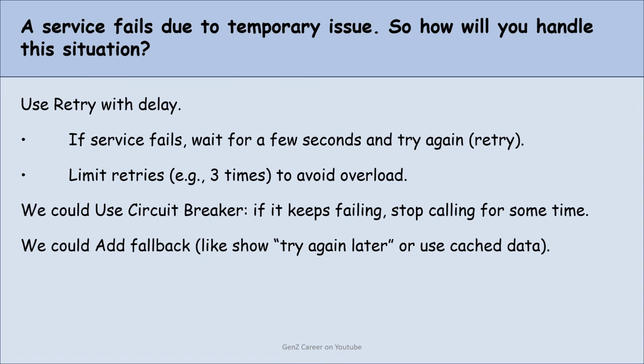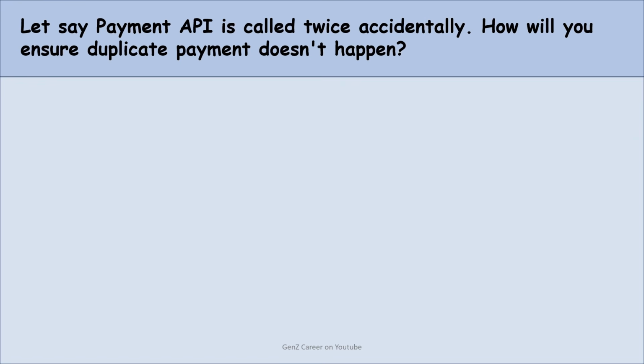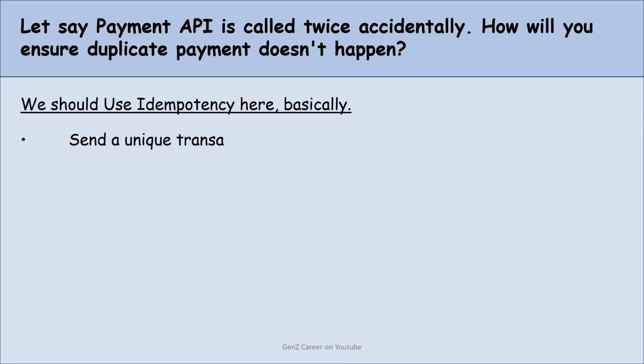Next question is, guys, let's say a payment API is called twice accidentally. How will you ensure duplicate payment doesn't happen? Here we should use idempotency, basically send a unique transaction ID with each payment request.